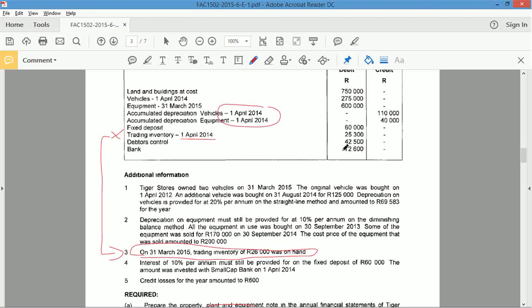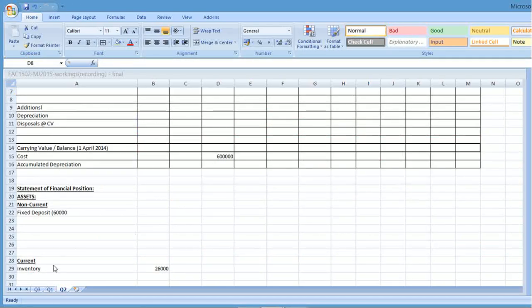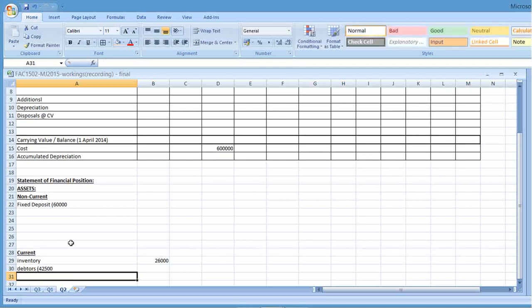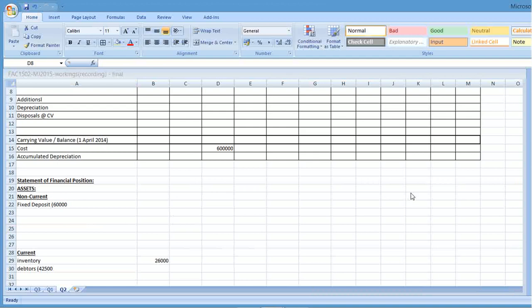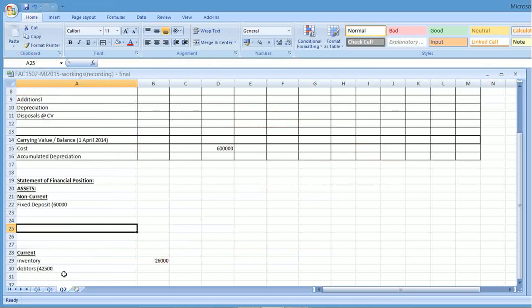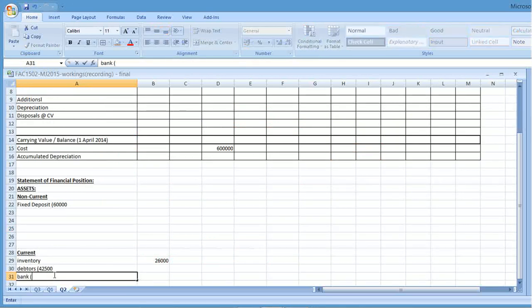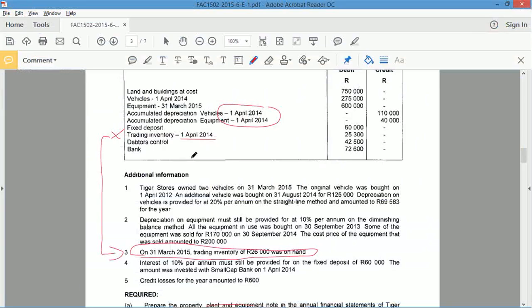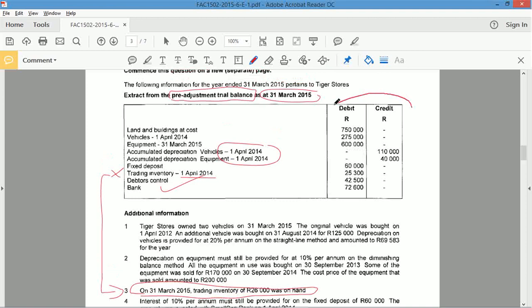Okay, debtors, current asset, 42,500. What else do I have? Bank, 72,600. Again, an asset here. Great, and those are all your easy marks. Make sure you get them, just for knowing what these balances are and recording them correctly.